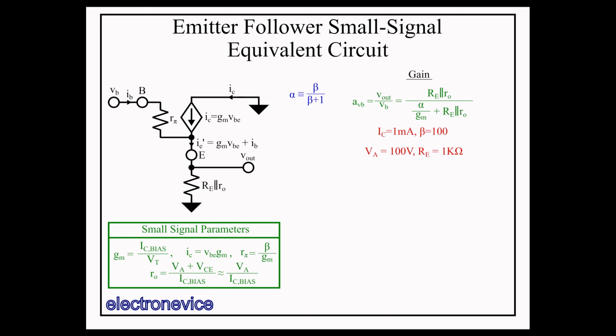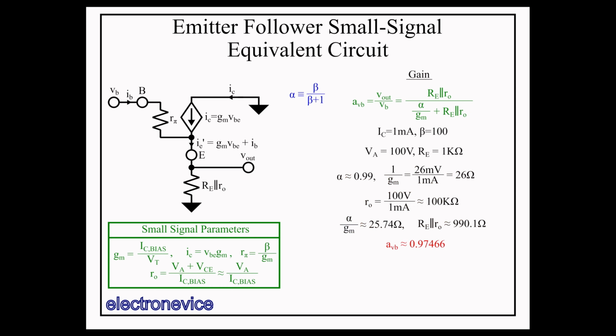So setting the collector bias current to 1 milliamp, beta to 100, the emitter resistor to 1 kiloohm, and the early voltage to 100 volts, we get a resulting value for alpha over GM of about 25.74 ohms, and for RE parallel RO we get about 990.1 ohms. This results in a gain of about 0.97466. And we can see that increasing RE and increasing IC would generally push this closer to 1. So as expected, this is a gain of close to 1, but not exactly 1.